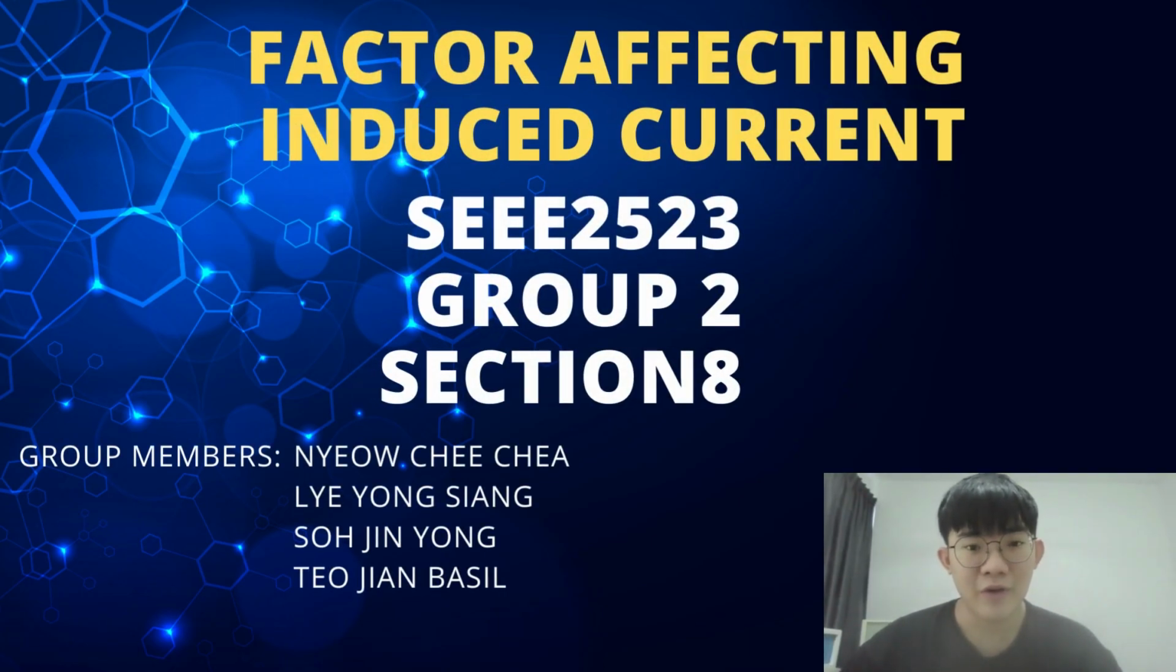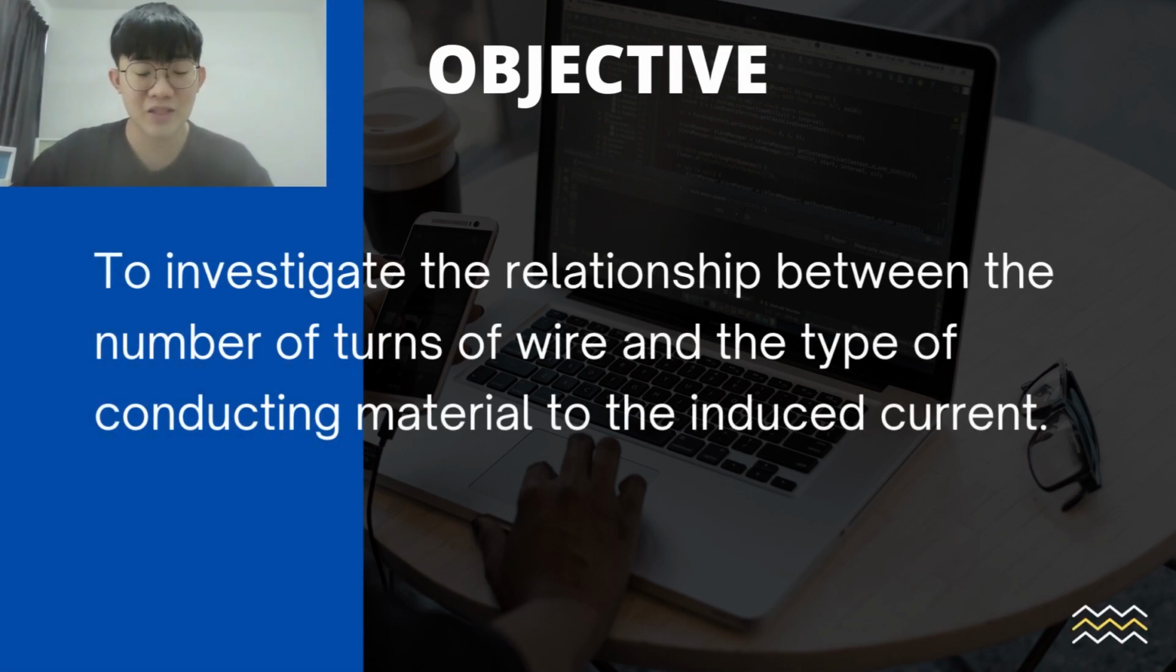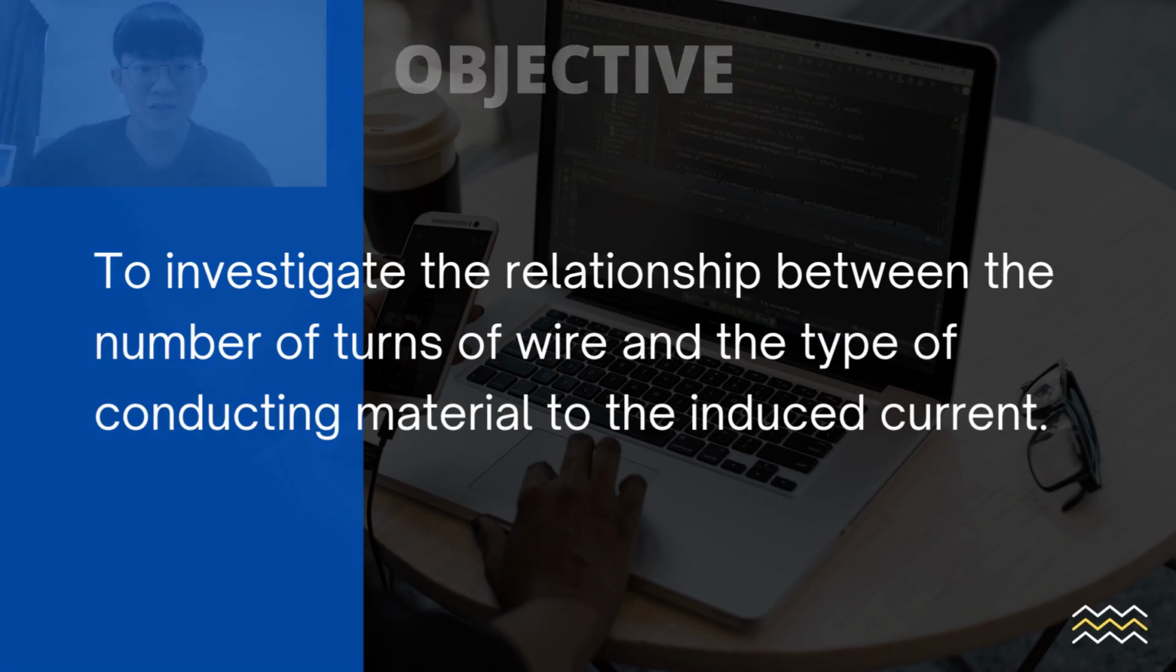The experiment of our ENT assignment is about the factors affecting the induced currents. Our group members are Nyo Chicha, Lai Yongxiang, So Jin-yong, and Teo Jian-Basir. Our objective for the experiment is to investigate the relationship between the number of turns of wire and the type of conducting material to the induced currents.